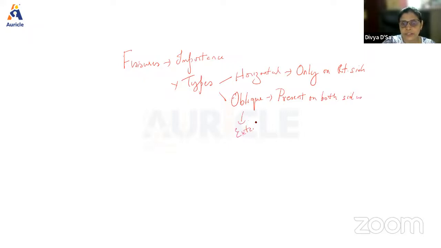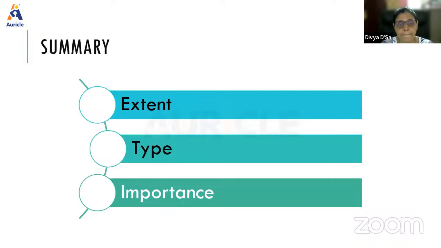So we have two kinds. That is horizontal, which is only on the right side, okay, and the other one is the oblique. Oblique is important because it is present on both sides, and it allows for the expansion of the lung, okay. Then you write about the extent of this one, so from where to where it is present, and write the importance. So these are the things which you need to write in fissures, okay.